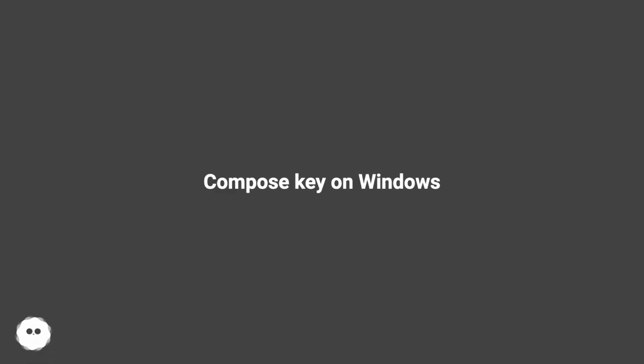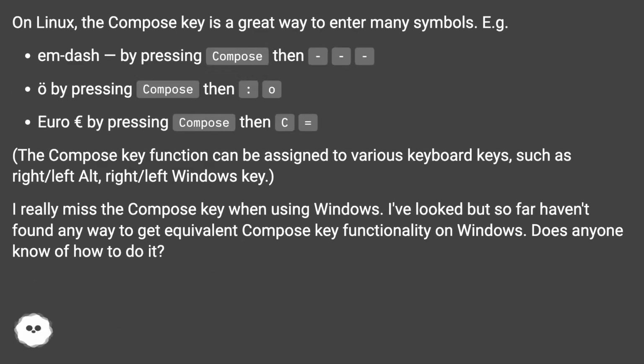Compose key on Windows. On Linux, the Compose key is a great way to enter many symbols, e.g. the trademark symbol by pressing Compose then T then M, or the Euro by pressing Compose then C equals. The Compose key function can be assigned to various keyboard keys, such as right/left Alt, right/left Windows key.